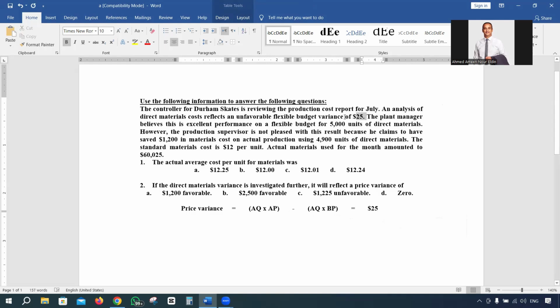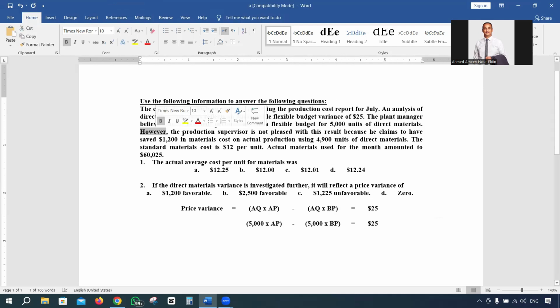The plant manager believes this is excellent performance on flexible budget for 5,000 units. He is now telling us that the actual quantity is 5,000. So we can write here that the actual quantity is 5,000 multiplied by actual price, which is still not given, minus actual quantity of 5,000 multiplied by budgeted price is equal to $25.